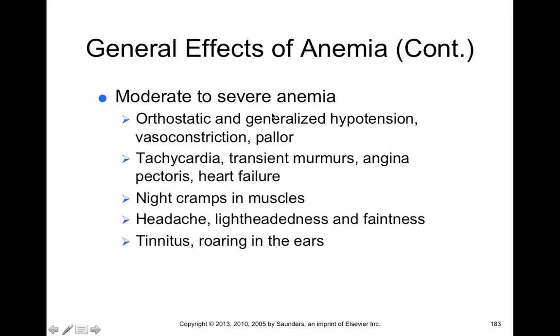Now, moderate to severe anemia can lead to things like orthostatic hypotension, which is actually low blood pressure upon standing, vasoconstriction, pallor or sort of whiteness of the face, tachycardia or fast heart rate, murmurs, angina pectoris, which is intermittent heart pain, or even complete heart failure. This can also lead to things like night cramps, headache, lightheadedness, faintness, tinnitus or ringing in the ears, and these can all be due to moderate and severe anemia, which in the case of heart failure means that it could become fatal if it's severe enough.